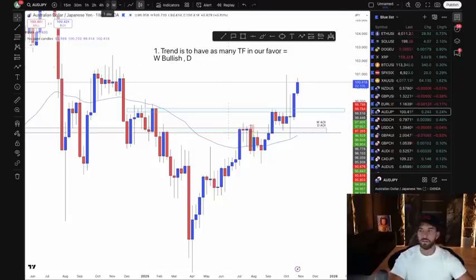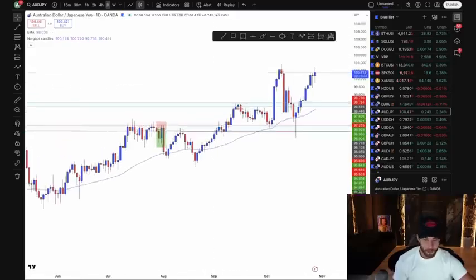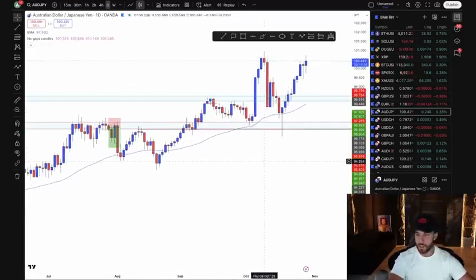So weekly time frame is bullish. Cool. The fact that it's above the EMA is a plus, but that is not where we're going to be using it at this point right now. Daily time frame. Okay, daily time frame. Are we bullish or bearish?